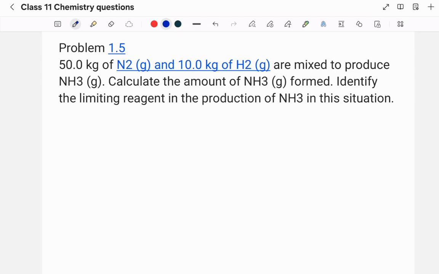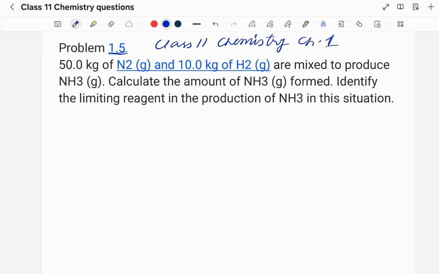We are over here with class 11 chemistry and chapter 1, problem 1.5. This particular problem states that 50.0 kilogram of nitrogen gas and 10.0 kilogram of hydrogen gas are mixed to produce ammonia gas. Calculate the amount of ammonia gas formed. Identify the limiting reagent in the production of ammonia in this situation.